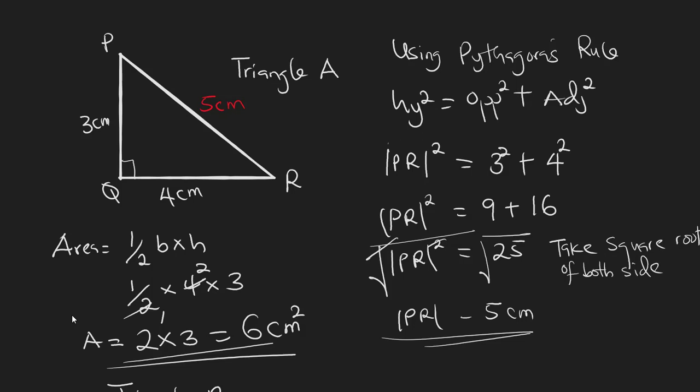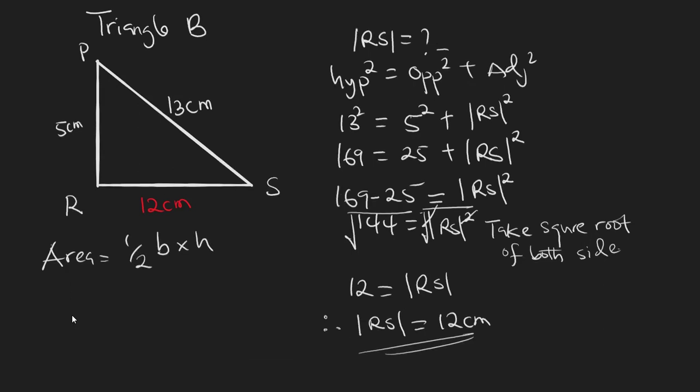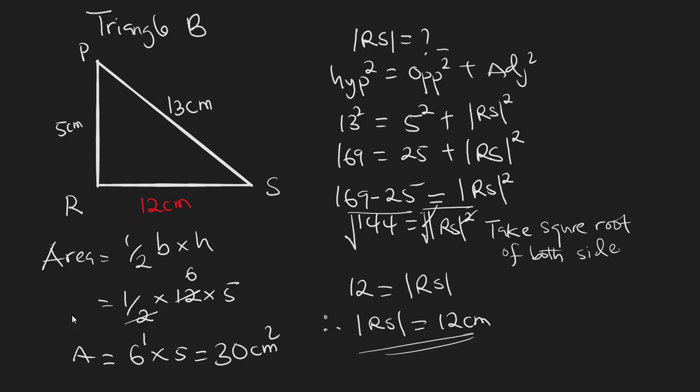So let's calculate the area of triangle B. Area will be equal to half base times height. What is our base? Our base now is 12 centimeters and our height is 5 centimeters. So half base times height. So we'll have half. What is our base? Times 12. And what is our height? Times 5. So 2 here is 1. 2 here is 6. We'll be left with area is equal to 6 times 5 is equal to 30 centimeter square. So this is the area of triangle B, right?